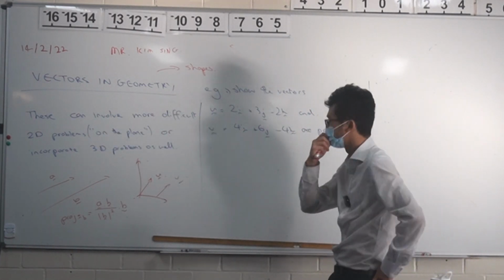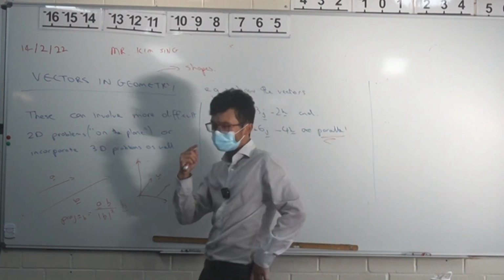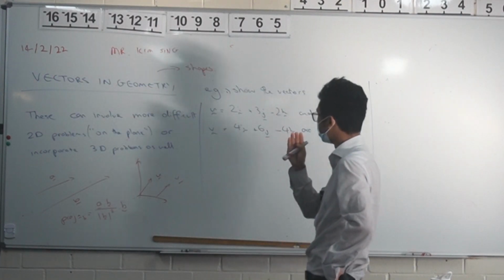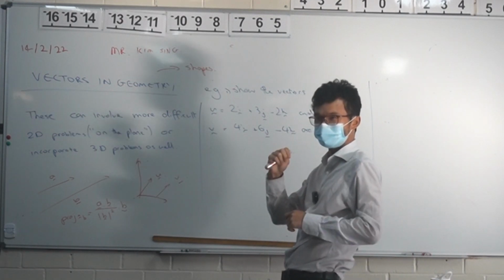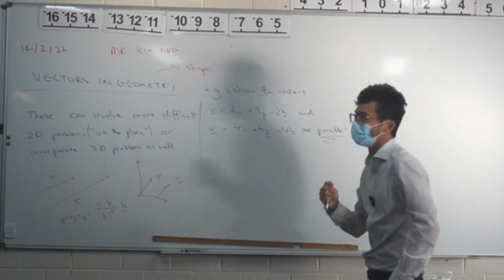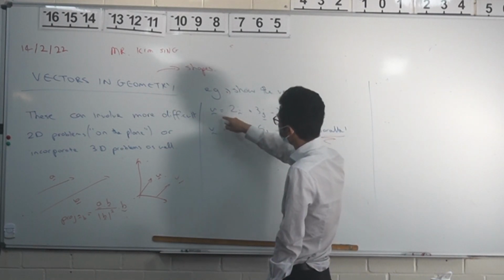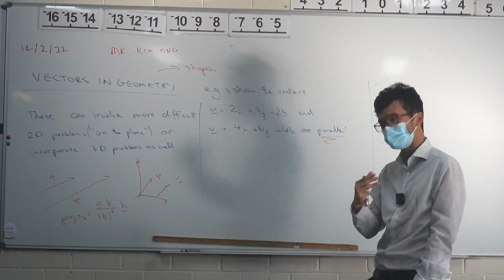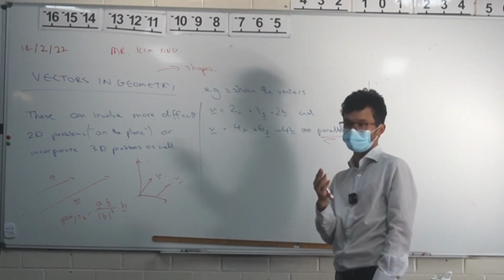Times the vector u by a scalar of 2, and that would equal the vector v. So Josh is saying if I multiply one of the vectors by a scalar to get the other, that's one way of showing that they're parallel.